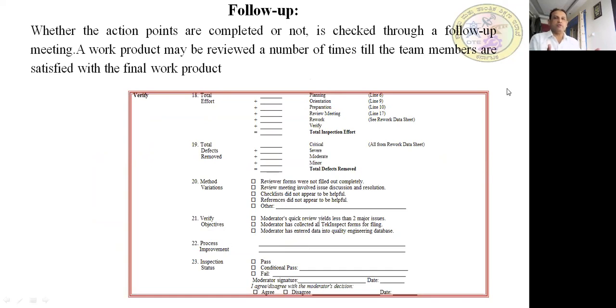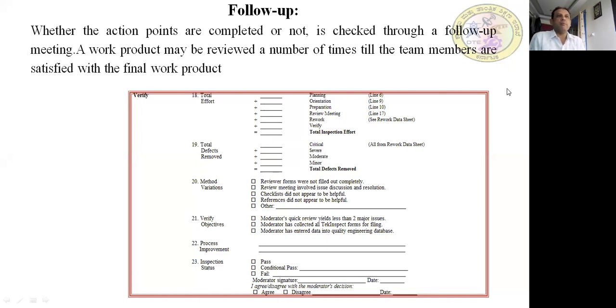So you are the reviewer. You have given them the feedback that so many bugs are there. So the developers have to remove those bugs and send it back. After that, the tester checks whether they have been fixed or not. All those things have to be checked. That is what you call a follow-up meeting. Whether the action points are completed or not is checked through a follow-up meeting.